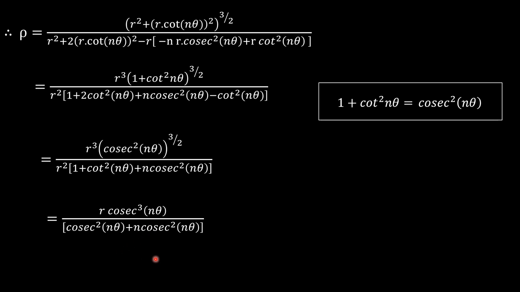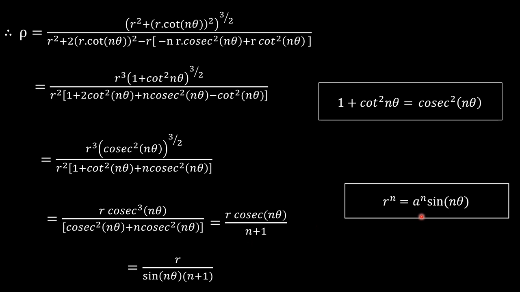Okay, let me just take cosecant square n theta common from the denominator and cancel it with the numerator, so that the equation reduces to the form r into cosecant n theta divided by n plus 1. And cosec n theta, can I write it as 1 by sin n theta? I can, isn't it? I am just replacing cosecant n theta over here as 1 by sin n theta.